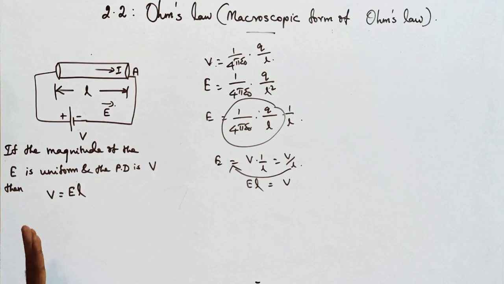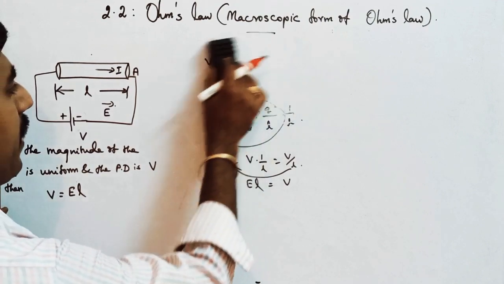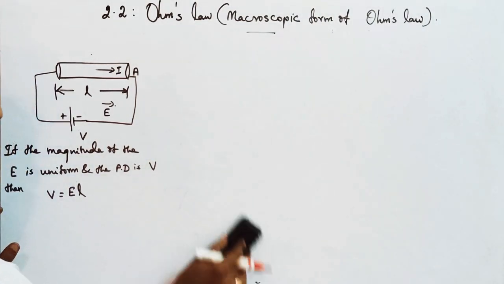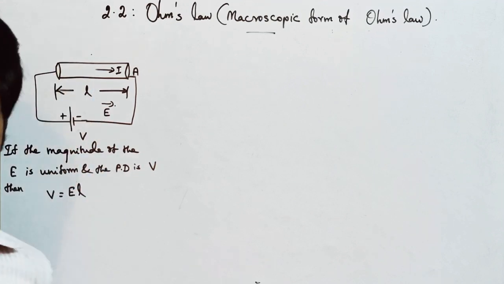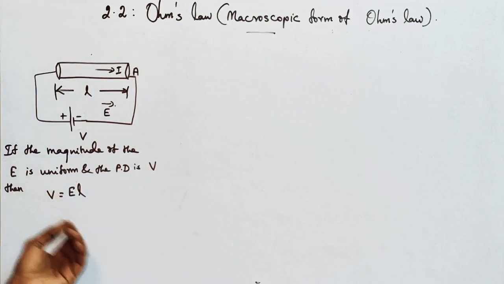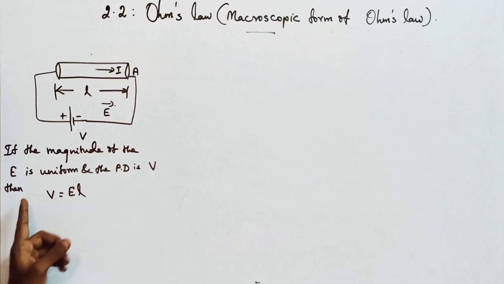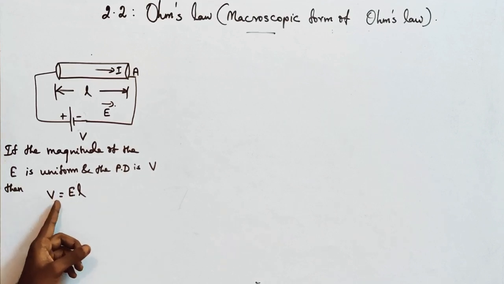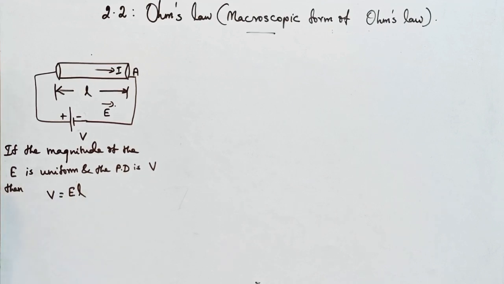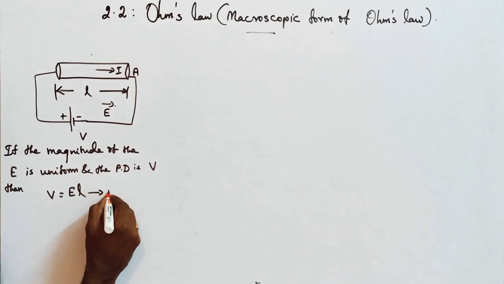So it is the formula. Okay. So if the magnitude of the electric field across the conductor, I mean the wire, is uniform, and the potential difference, the notation is V, then we can write the potential difference V is equal to EL. So this is equation number 1.